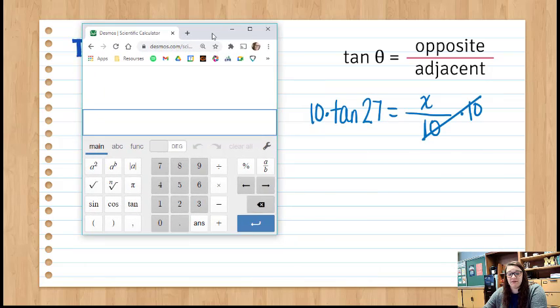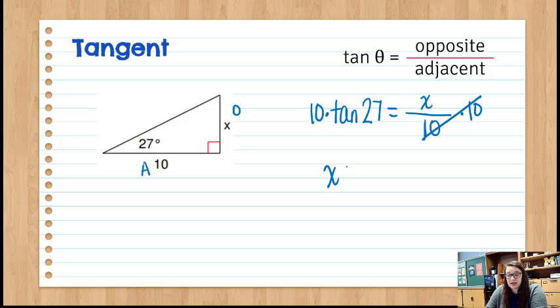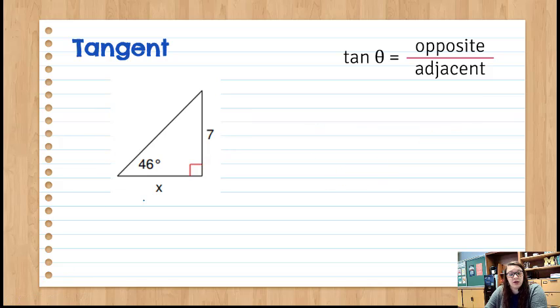So I've got my decimal scientific calculator here. I'm going to type in 10 tangent 27, which we get 5.09. The 9 will round up though, so this will be about 5.1. So x is approximately 5.1. Let's move forward here, do one more where we solve for the adjacent side.